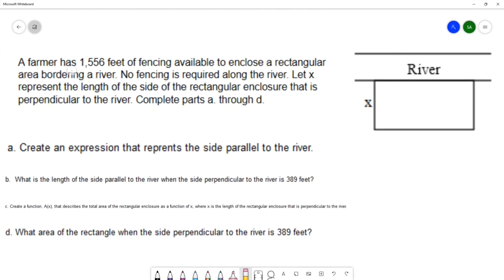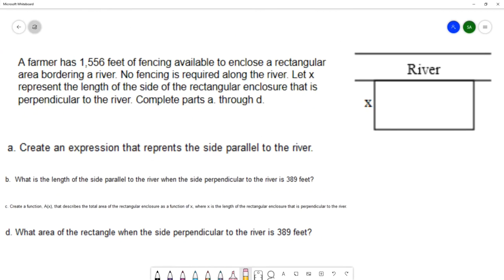A farmer has 1,556 feet of fencing available to enclose a rectangular area bordering on a river. No fencing is required along the river. Let X represent the length of the side of the rectangular enclosure that is perpendicular to the river, and we want to complete parts A through D.